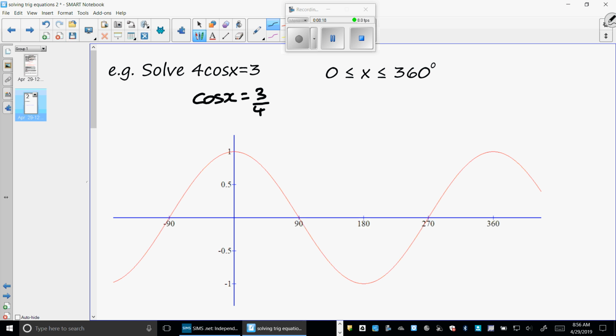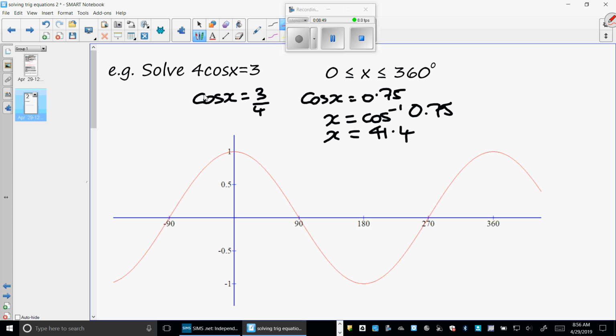And now, our value of cos is less than 1, which is what we're expecting. So now we have that cos x is 0.75 in decimals. And now we can go into the cos minus 1. So we can say, we find that first solution. And then we would draw our line at 0.75. We found this one at 41.4.